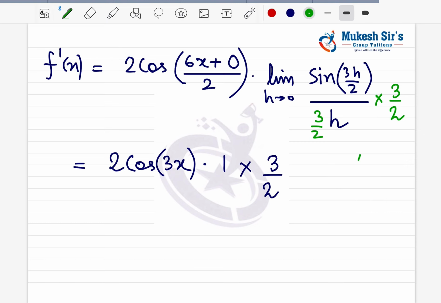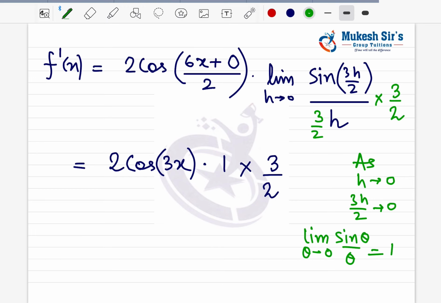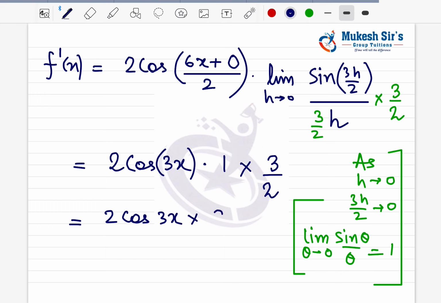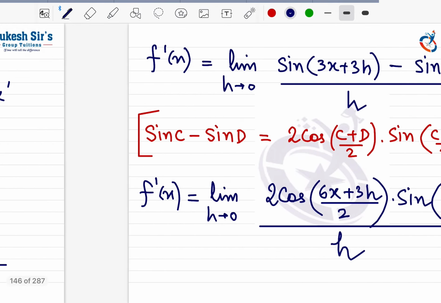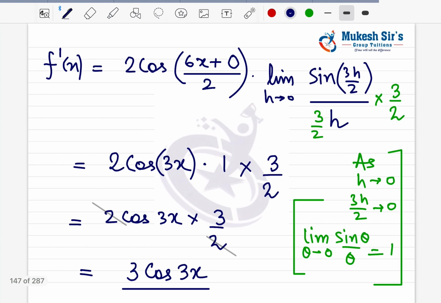You have to write the reason जो हम लोग लिमिट्स में लिखते थे, as h tends to 0, 3h by 2 tends to 0, and the formula limit theta tends to 0, sin theta upon theta is equal to 1. Clear? So I mentioned the reason also. So now the answer becomes what? 2 cos 3x into 3 by 2. This 2 gets cancelled. So your final answer, the derivative is 3 cos 3x. Clear? So that's the derivative of sin 3x. Sin 3x का derivative is 3 cos 3x. That's the answer. Clear to all?